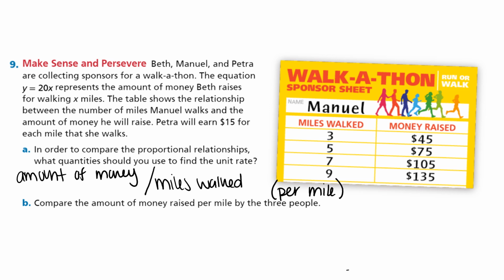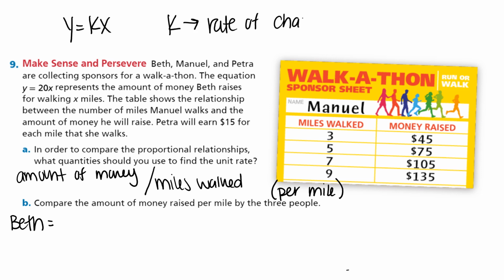So we're going to go ahead and compare them. For Beth, we have the equation y equals 20x, and we are referencing our equation y equals kx, where k is our rate of change. So in our equation, y equals 20x, the 20 is representative of Beth's amount, $20 per mile.